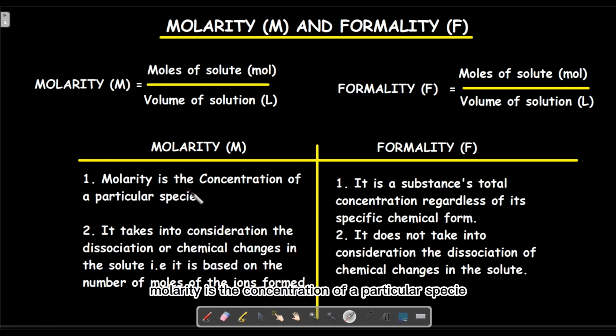First, molarity is the concentration of a particular species, and it takes into consideration the dissociation or chemical changes in the solute, which is based on the number of moles of the ions formed. While formality is the substance's total concentration regardless of its specific chemical form. It does not take into consideration the dissociation or chemical changes in the solute.